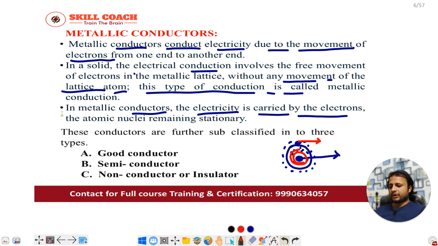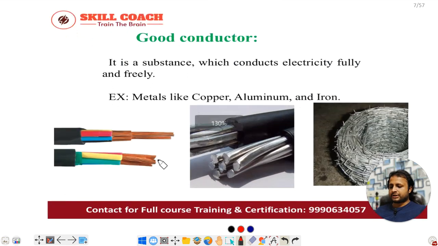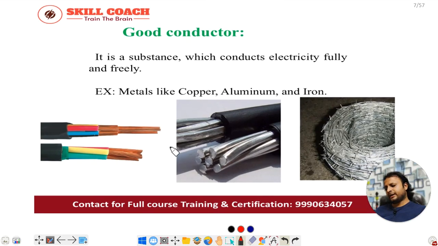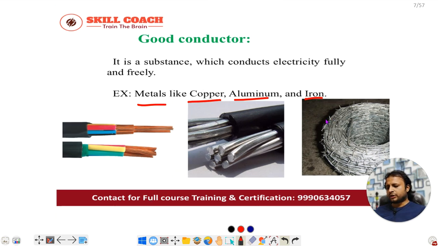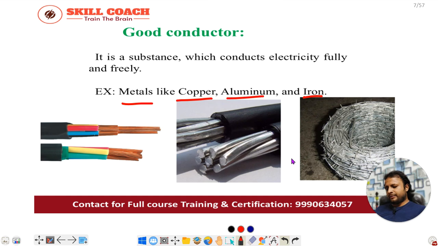Okay. So a good conductor conducts the maximum electrons from point A to point B, semiconductors partially conduct electricity, and non-conductors, the insulators, do not conduct electrons. For example, good conductors are metals like copper, aluminum, iron, silver, and gold. They are called good conductors. And wires are made of aluminum and copper, so that's why.